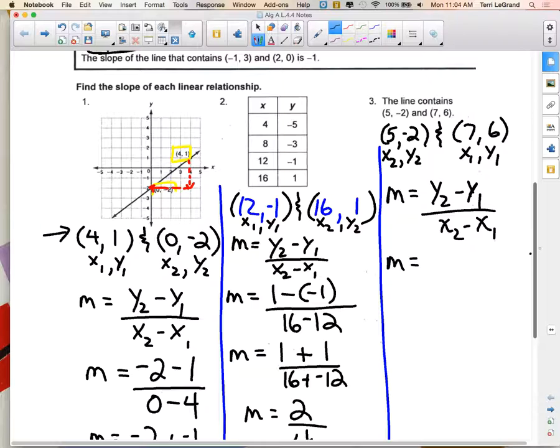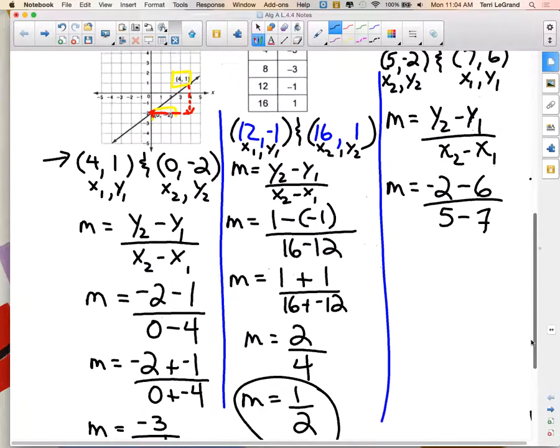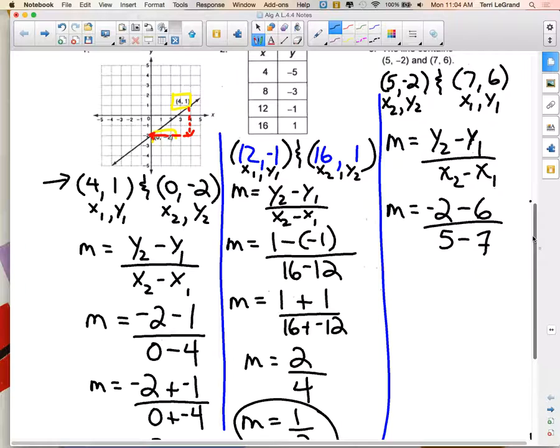Okay, M is M. Good, that's what we're looking for. What's going in for our y sub 2? Class? What's going in for our y sub 2? -2. What's going in for our y sub 1? +6. Yeah, we're going to subtract 6. What's going in for our x sub 2 downstairs? The 5. And for our x sub 1? The 7. We all have that substitution step because we all named our points accordingly, right?